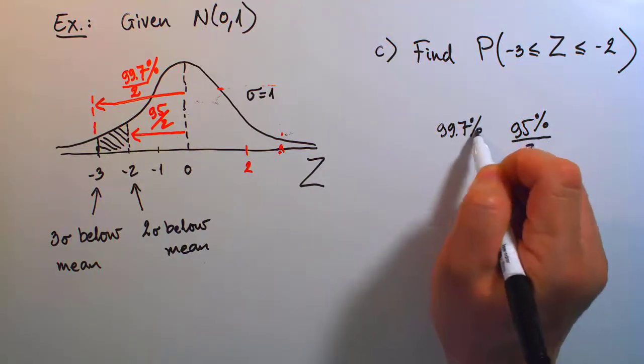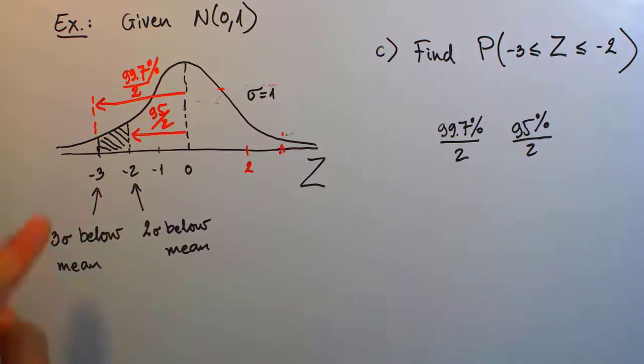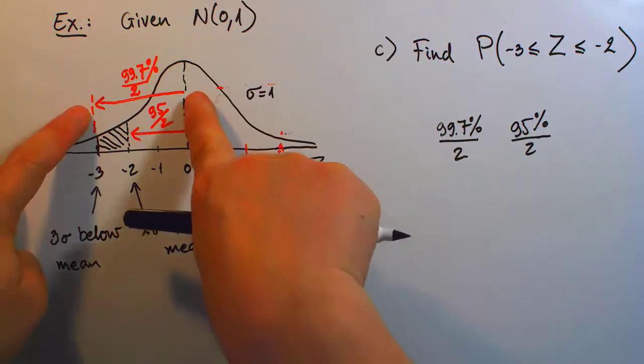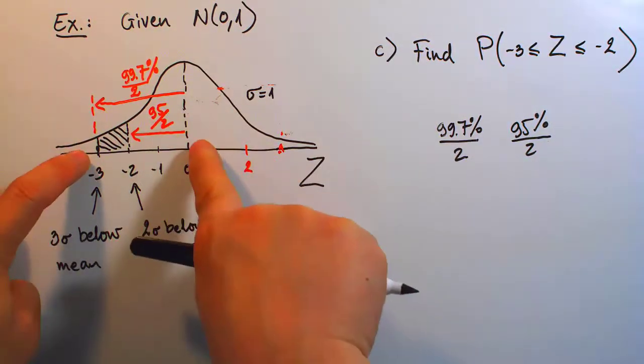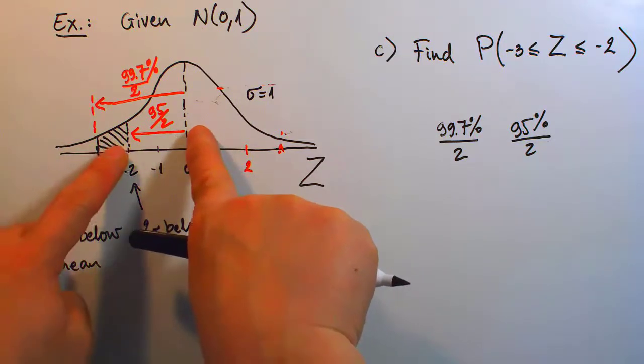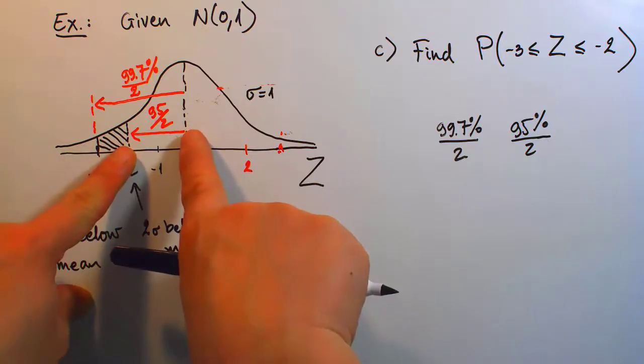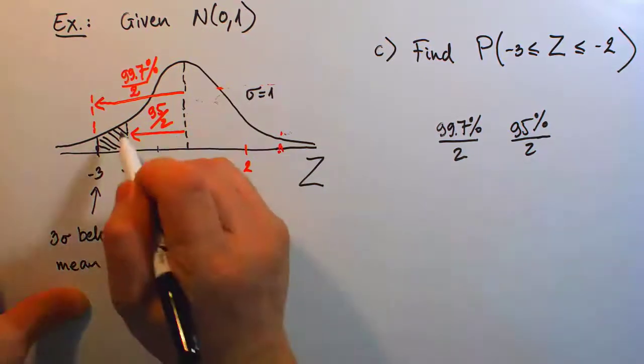99.7% divided by 2. Think about it this way right here. Here's my approach, but I see the 99.7 comes from a longer arrow, meaning it should have covered more area. And then the 95 over 2 is inside of the 99.7 over 2. And so we need to find that remaining area here.